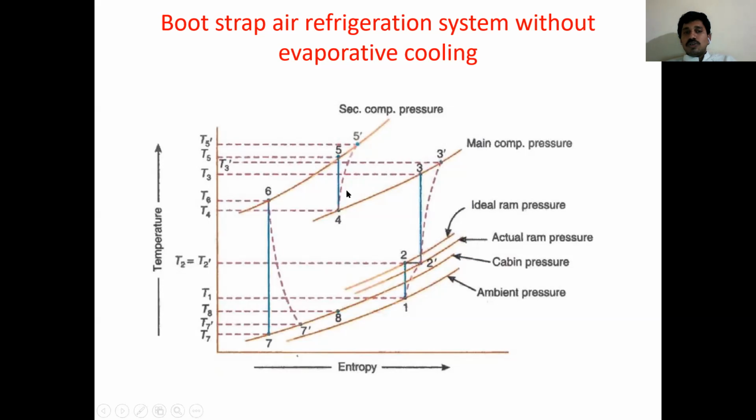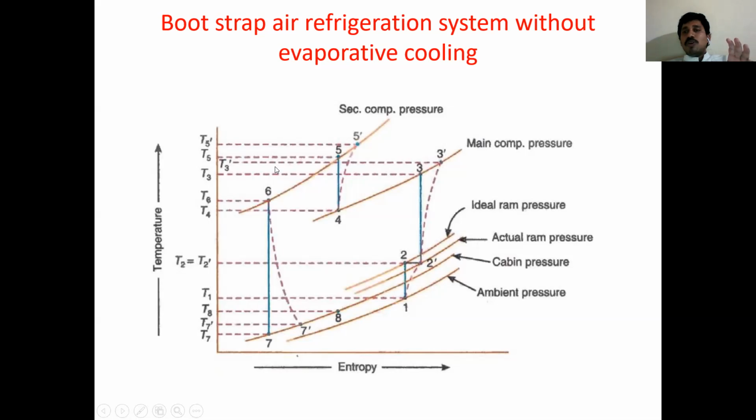temperature is dropped. Then air moves to the turbine, expander, isentropic expansion in the theoretical way, adiabatic expansion in the practical way. 6 to 7 is isentropic, 6 to 7 dash is adiabatic. Then it moves to the cabin. Cabin means temperature rises due to occupants or equipment, 7 dash to 8 practical. So this is the TS diagram for the bootstrap air refrigeration system.